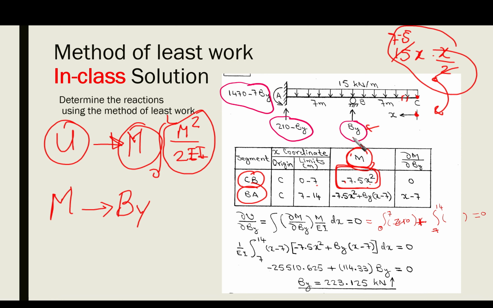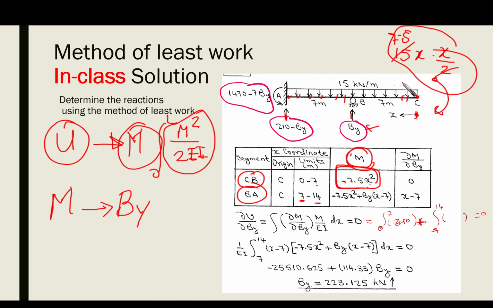In a similar fashion, we can obtain an expression for the moment for member BA. The range is going to be between 7 and 14 based on x, because x started from here, so we're talking from x equals 7 to x equals 14. How can we obtain it? We have the values here.